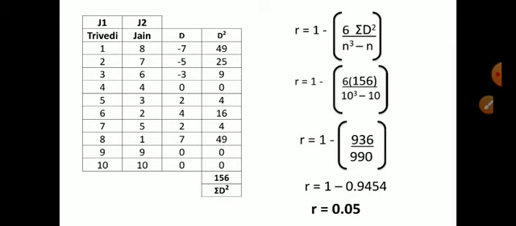We got the answer as r is 0.05. See, 0.05, it is very close to 0. Then we can tell there is no correlation existing in between. It is almost equal to 0. That's why we can make a conclusion as very low positive correlation. Clearly we can tell it is very near to 0. Then we can tell no correlation exists between the judgment of the two judges. That is what we can conclude.